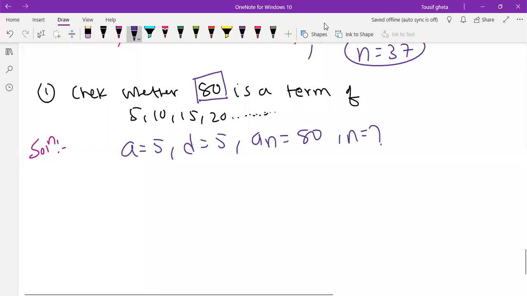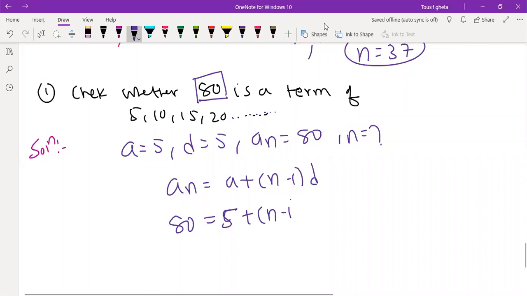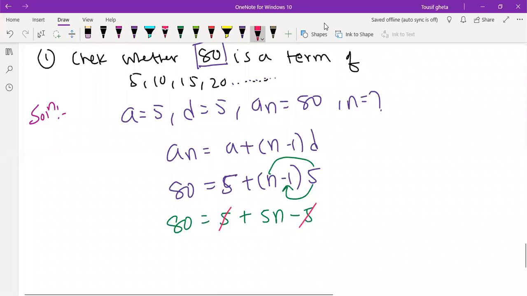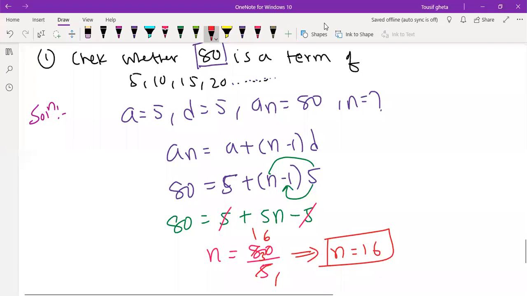So let us see, AN is equal to A plus N minus 1 of D. AN is 80. The A is 5 plus N minus 1 of 5. So again I can see here that 5 will get cancelled. So 80 is equal to 5 plus 5 into N, 5 and 5 ones are 5. Okay. So this 5 and this 5 will get cancelled. N is equal to 80 divided by 5. So by cancellation, 5 ones are 5, and 5 sixes are 30, so we get N is equal to 16.